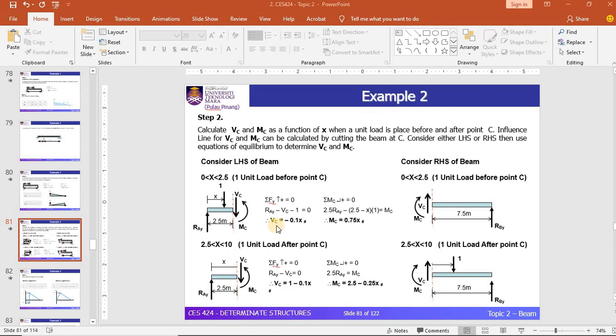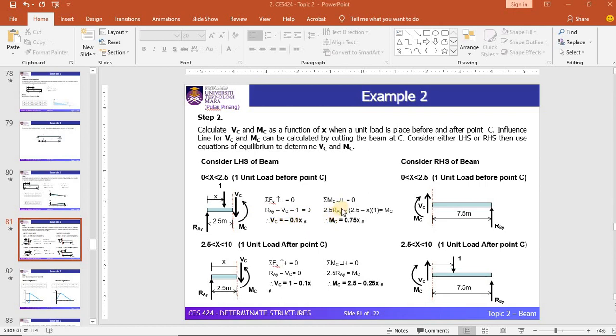Okay, so for the shear force, by considering the summation of force in the vertical, we have RAY in the vertical direction, and we have a shear force downward. That's why you can see that the sign is negative, and the same direction applies to the one unit load, which is in a downward direction. So we equate all the terms to 0, to ensure the equilibrium of the system. So you can see that the VC is equal to negative 0.1x.